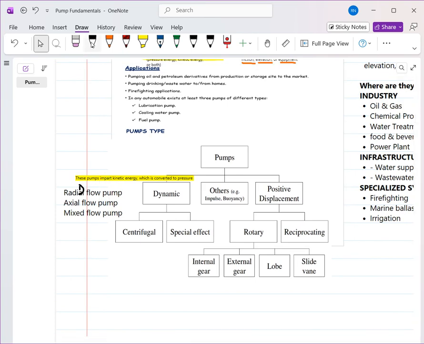So first is the radial pump, second is the axial flow pump, and third is the mixed flow pump. What it actually means is that in a radial pump, energy is added in such a way that the liquid is flowing in the radial direction. The main example of a radial flow pump is the centrifugal pump, right?